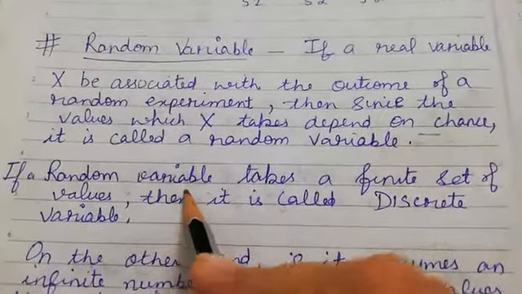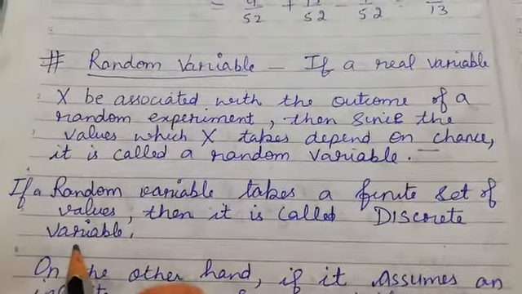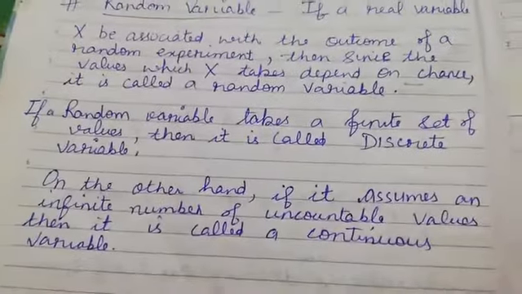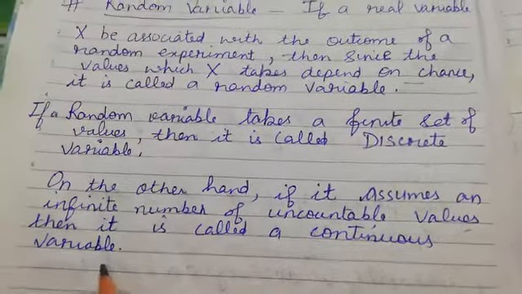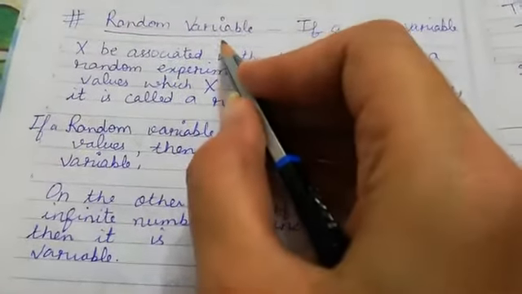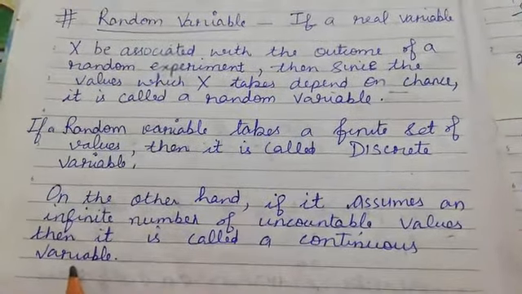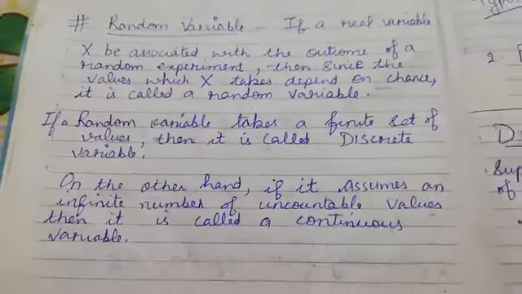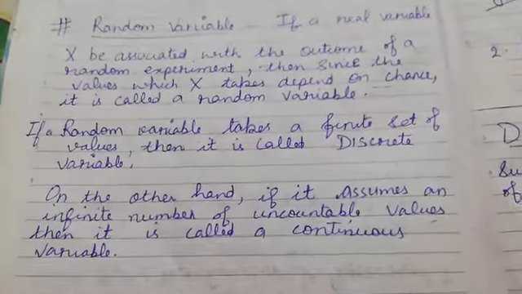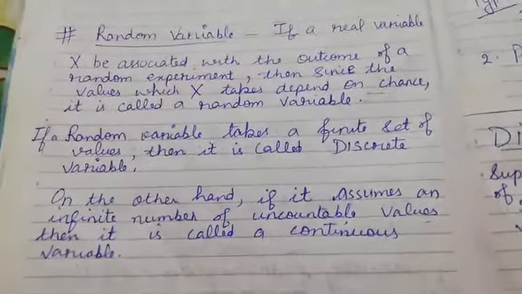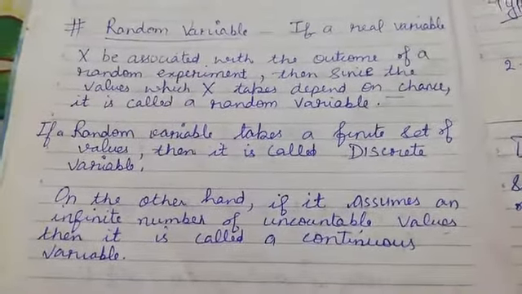Okay, now if this random variable takes a finite set of values, then it is called a discrete variable. Or if it assumes an infinite number of uncountable values, then it is called a continuous variable. So there are a total of two types of random variable. One is discrete and the other one is continuous. Fine. So for the discrete one, I have given you an example. Let us suppose you are tossing a dice, then the number will be the random variable. It can vary from 1 to 6. So there is a finite set of values, right? So that will be a discrete variable.